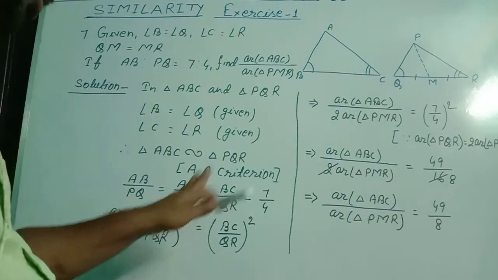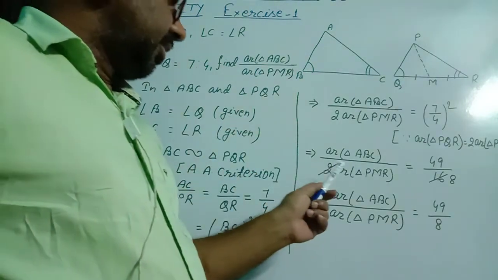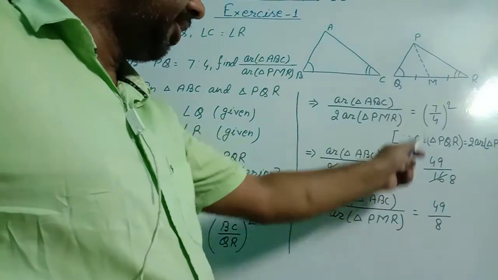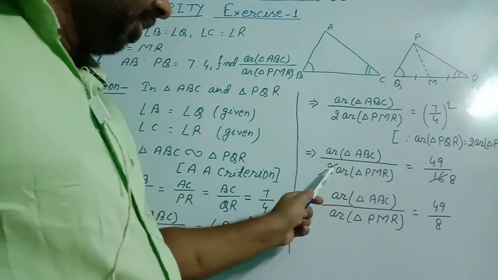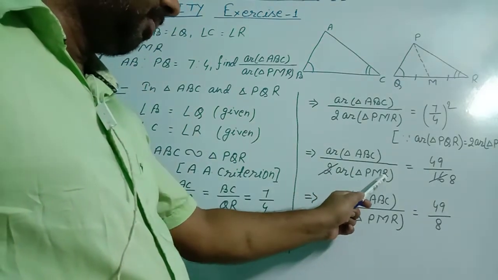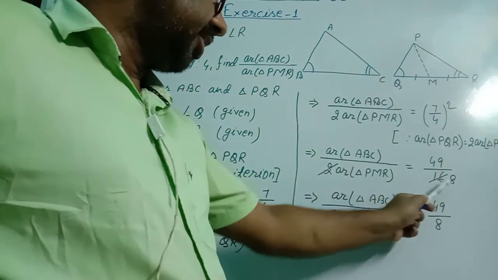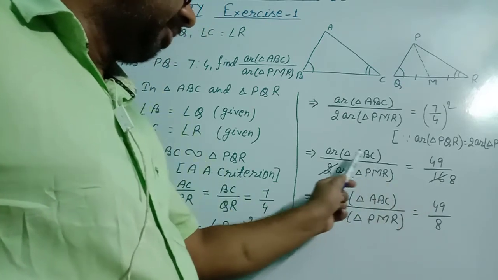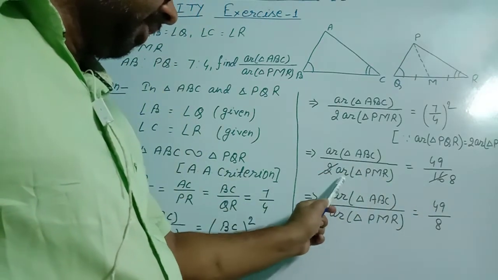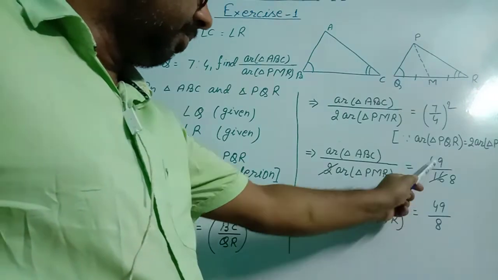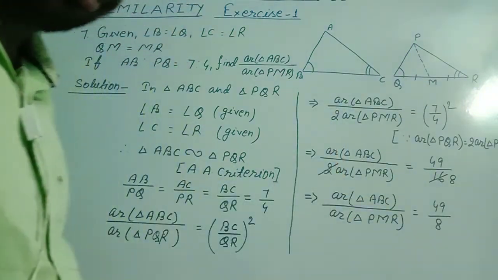Any corresponding side you can take, no problem. After that I calculated it, 49/16. Here was twice the area of triangle PMR, so this 2 8s are 16. I cancelled it, and I am getting the area of triangle ABC by the area of triangle PMR equal to 49/8. This is the answer.